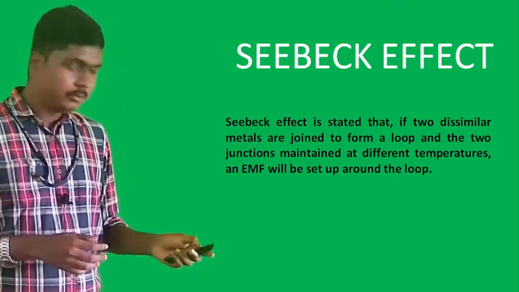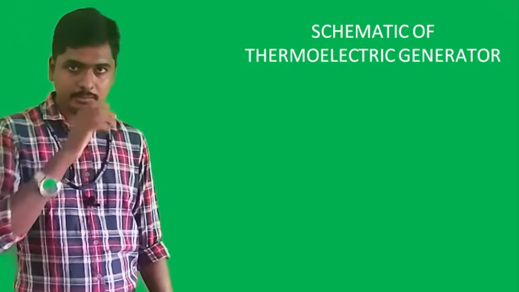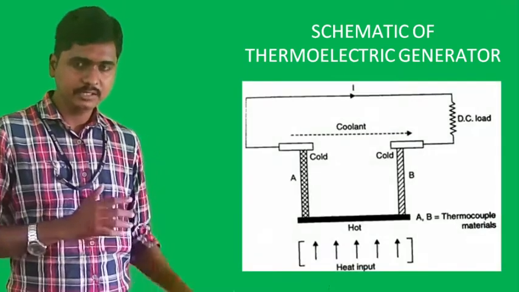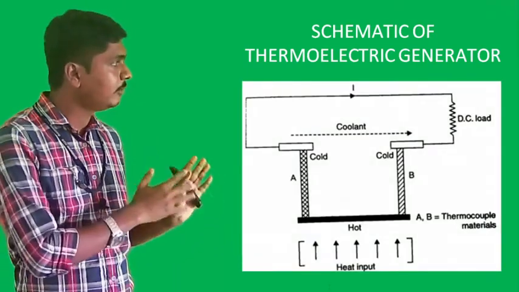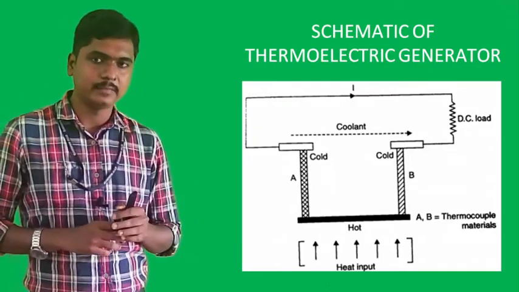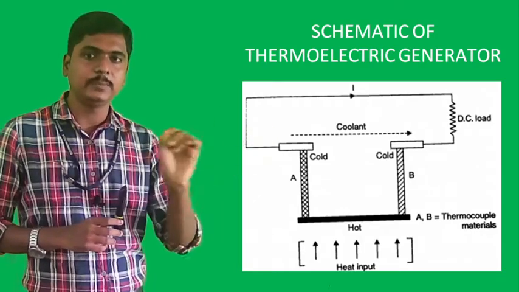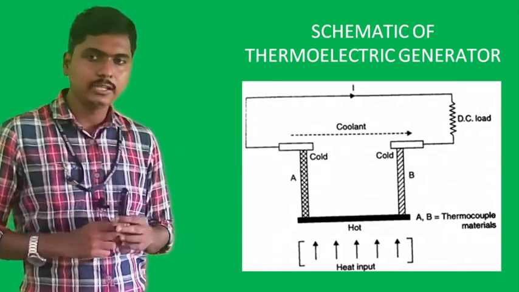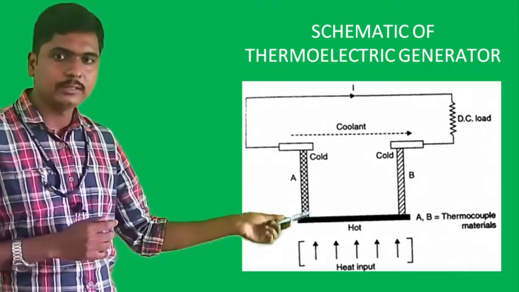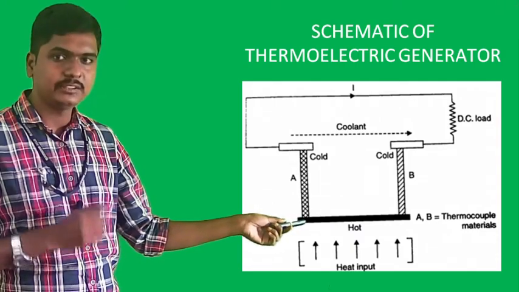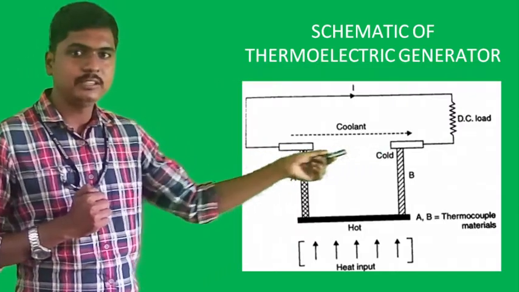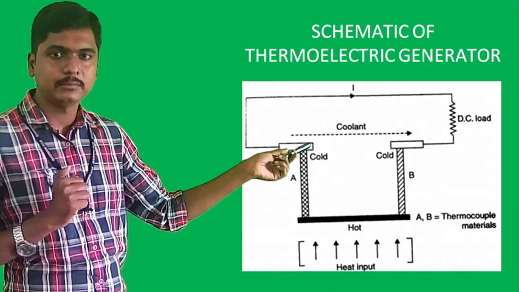Now we will see the working principle of the thermoelectric generator. I will provide you the diagram. This is a schematic of a thermoelectric generator. Here you can see two dissimilar metals. I told you this generator is based upon the principle of the Seebeck effect, so we need two different metals. This hot plate is one metal, and the two cold plates here are one more different metal.